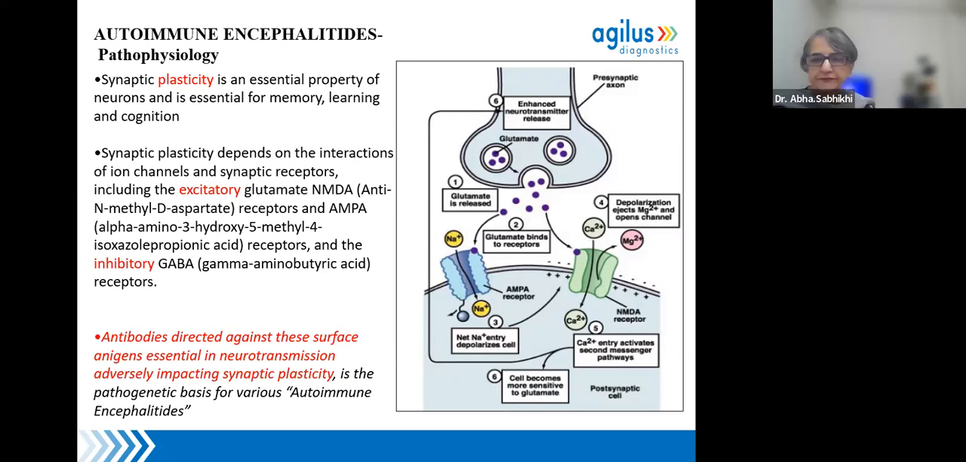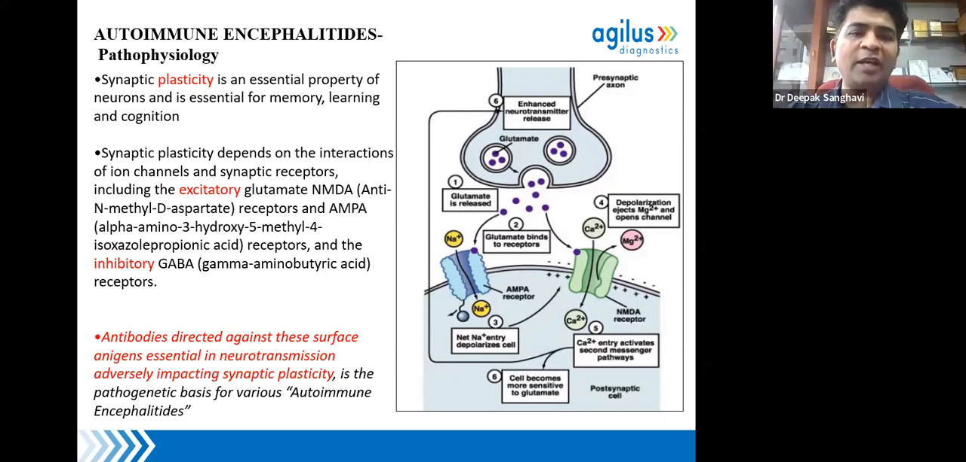This is better. So this condition where at the junction there are excitatory and inhibitory receptors is called synaptic plasticity. Excitatory receptors are like NMDA or AMPA receptors, and for the inhibitory we have GABA, that is gamma aminobutyric acid receptors. Autoantibodies found against these antigens affect the neurotransmission and hence impact the synaptic plasticity. So we have to know that it impacts the synaptic plasticity and neurotransmission is getting affected because of such autoantibodies against excitatory and inhibitory receptors.